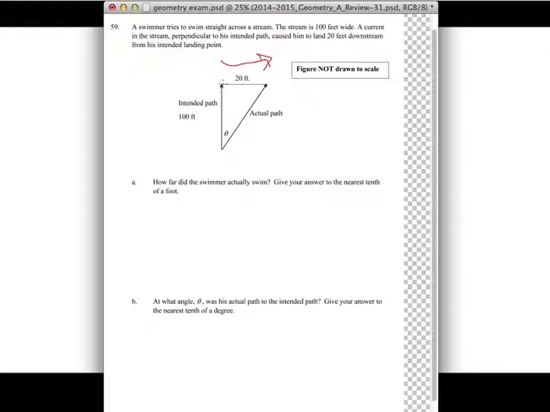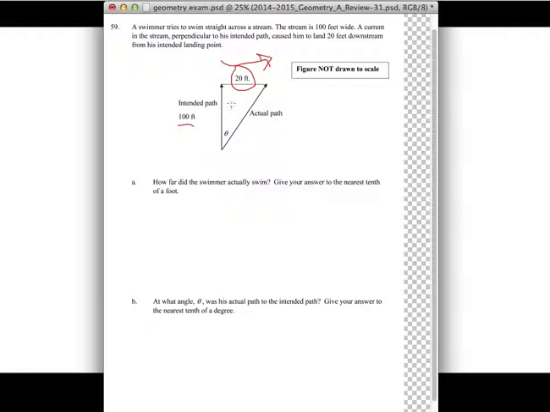Oh, well, no, you're 20 feet downstream. We're actually looking for the degree. So you can see this is a hypotenuse. There's nothing on it. But opposite to this angle has 20. So we're going to use opposite. This adjacent, it's got 100. We're going to use that.